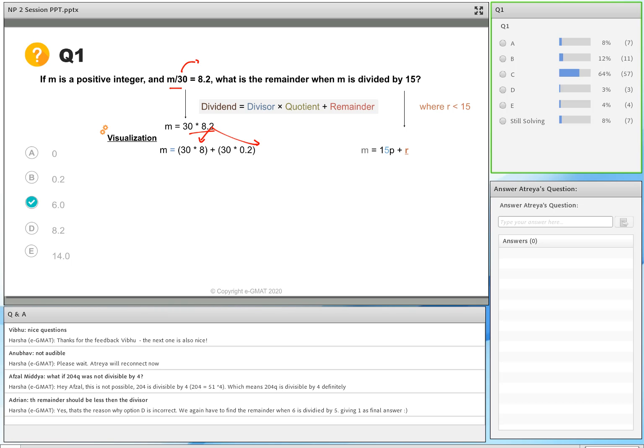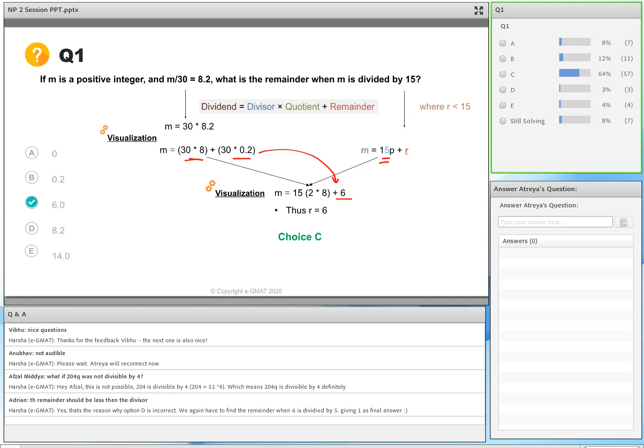I need to write m in terms of 15p plus r because I need to find out the value of r when m is divided by 15. So the divisor over here is 15. One thing that I do is very quickly understand 30 times 8 and 30 times 0.2. 30 times 0.2 is nothing but 6, right? And 30 times 8 is what I have over here. Now I write 30 times 0.2 as 6. Then I have 30 times 8.